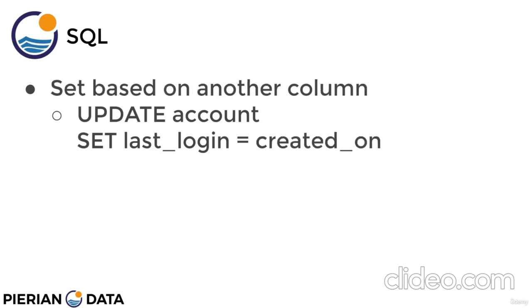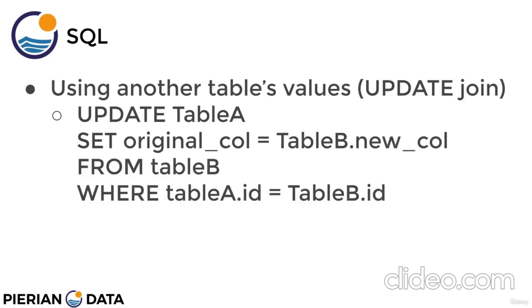I could also set everything based off another column. So we also have the created on column. I could just say update account, set all the values in last login equal to created on. I could then also add in a where condition on top of this. We could also use another table's values. This is sometimes known as an update join, even though it doesn't use the join keyword.